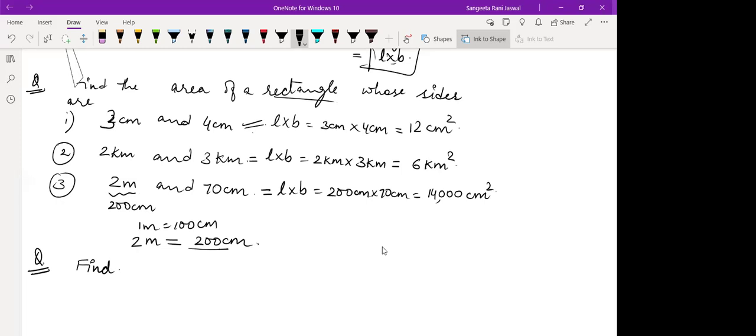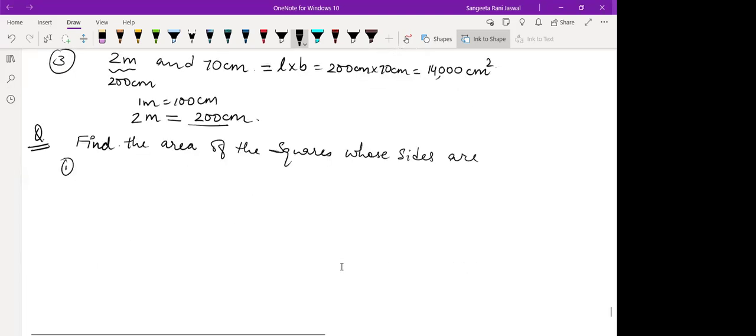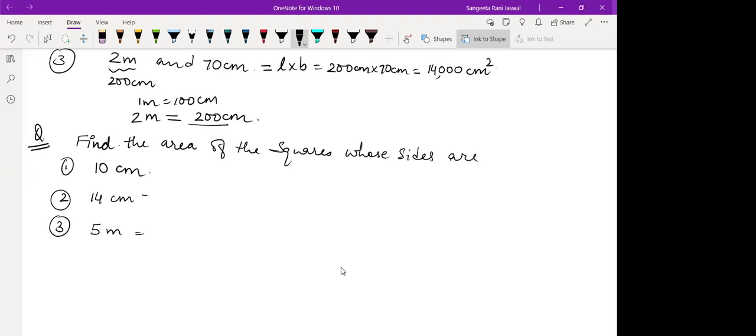Okay, find the area of the squares whose sides are given to you. Let's take the first one. This is not a statement sum, children. This is just a direct sum. So find the area of a square whose sides are given as 10 centimeters, another square with side 14 centimeters, another square with side 5 meters. So please find out the area.